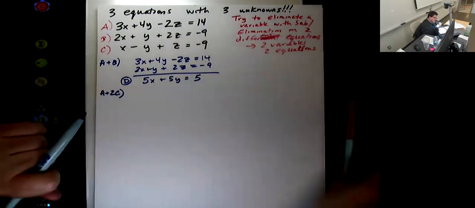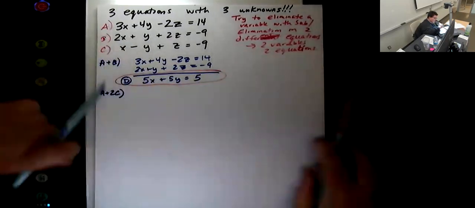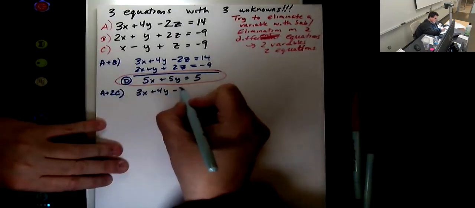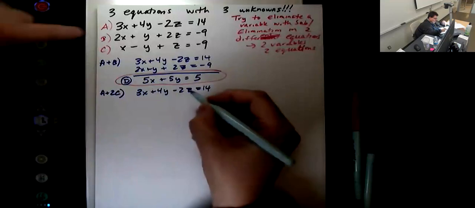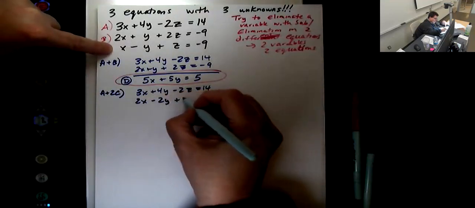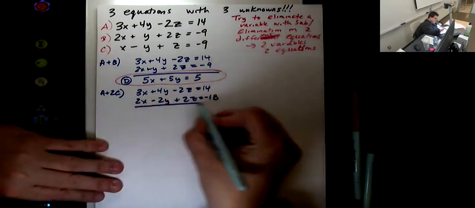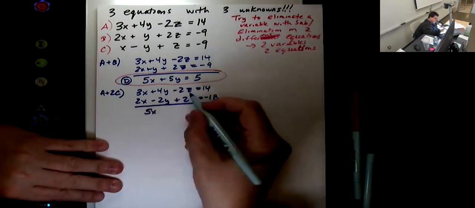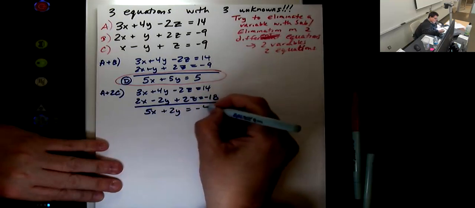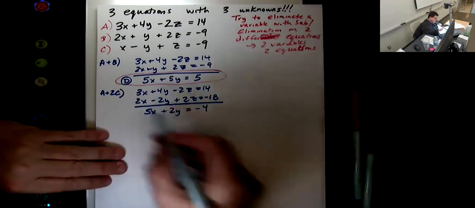so I'm going to put a little circle around this one so it stands out. If I do A plus 2C, I've got 3x plus 4y minus 2z equals 14. If I multiply C by 2, I have 2x minus 2y plus 2z equals negative 18. So that when I add them up, I have 5x plus 2y equals negative 4. And I'll call that E.